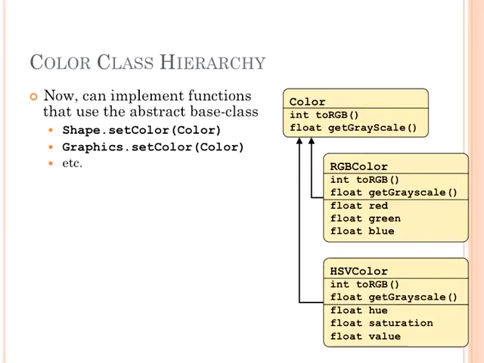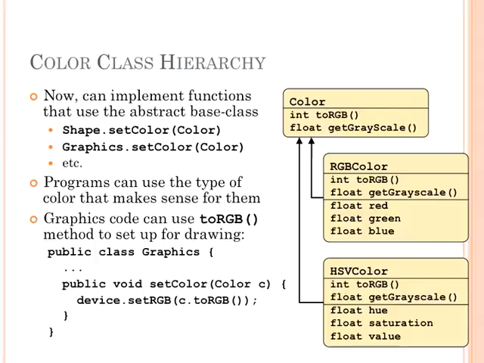So we will do something like this. And you can see that now we can start creating other methods that use our generic base type. So shape.setColor. I don't care how you want to represent the color. I just want a color. Graphics.setColor. I need to display a particular color. I don't care how you represent it as long as you implement 2RGB correctly. Okay.